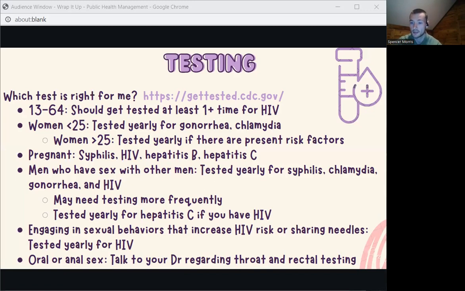If you are pregnant, you should be tested for syphilis, HIV, hepatitis B, and hepatitis C at the start of your pregnancy. Those who are, again, at increased risk for chlamydia and gonorrhea should also be tested during pregnancy.